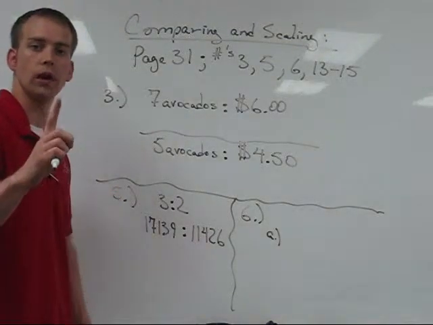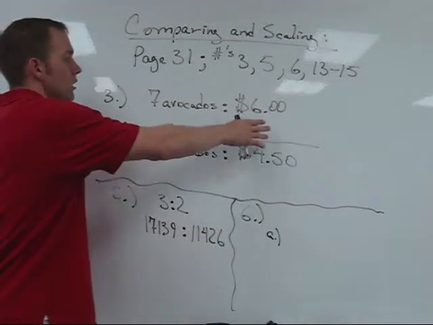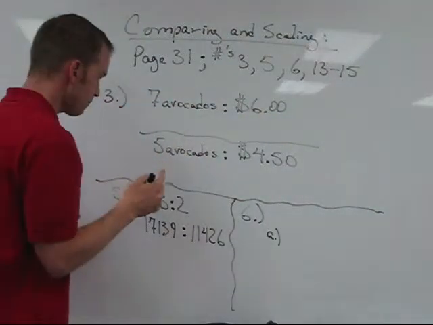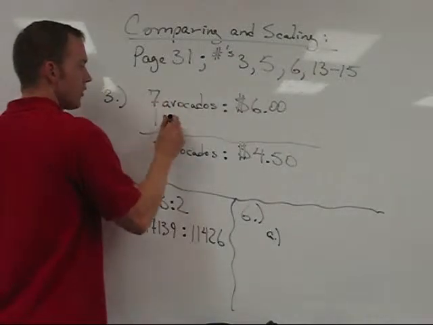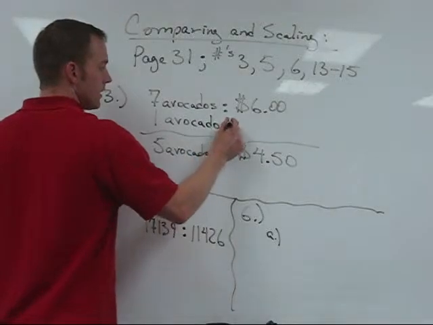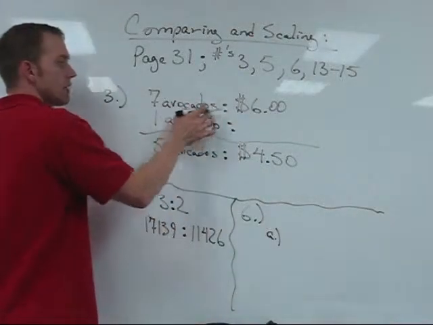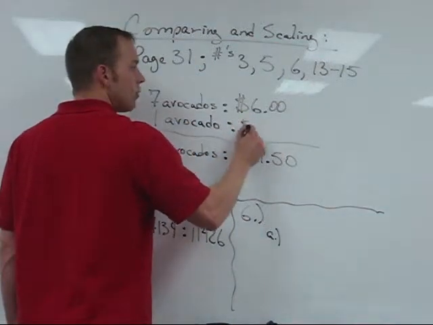When we look for a unit rate, we're concerning ourselves with how much it would cost, or how much of one thing you would get for one of the other. So in this case I want to know how much for one avocado. Here's what I could write underneath. This is a nice way of diagramming this, but I would say 7 avocados is to $6 as 1 avocado would be to how many dollars.